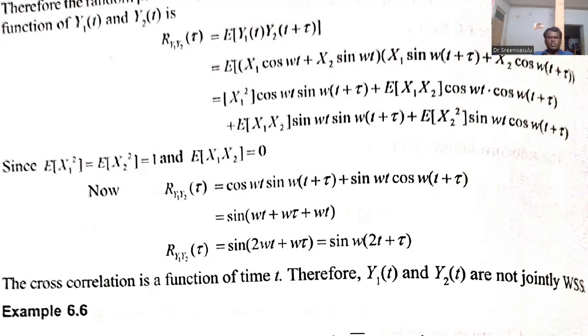What is A here? A is omega t, and B is omega tau plus omega t. Now if we observe this, it is a function of time. So in the given problem, y1 of t is one random process and y2 of t is another random process. y1 of t individually is wide sense stationary, and y2 of t individually is wide sense stationary. But y1 of t and y2 of t jointly are not wide sense stationary. That is the conclusion of this small problem on jointly wide sense stationary processes.